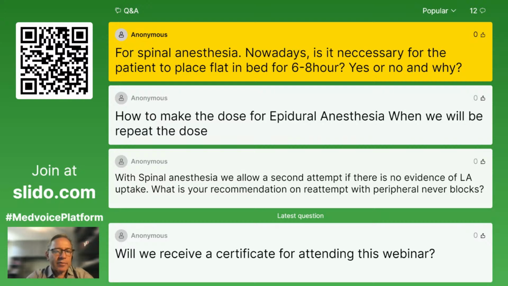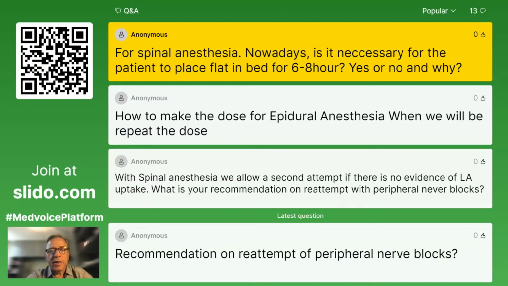Because really, what are you worried about? Why do you want them to be flat for 6 to 8 hours? Once the function of their legs comes back and they are stable and can walk to the toilet, they can go home. If it's an ambulatory procedure, obviously. If it's bigger surgery, they will be admitted to the hospital, so they will be in bed.